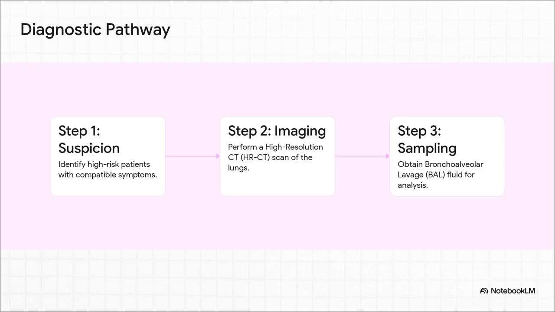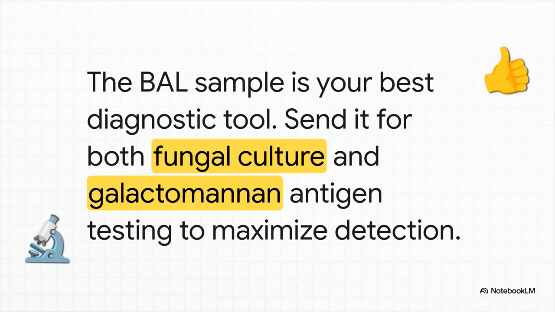So, what does that diagnostic pathway look like in practice? It all starts with a high degree of clinical suspicion in one of those at-risk patients we just talked about. That suspicion should immediately trigger a high-resolution CT scan of the chest. If that scan shows something suspicious, like nodules or cavities, your very next move is to get a respiratory sample. And the gold standard procedure for that is a bronchoalveolar lavage, or BAL. That BAL sample is really the cornerstone of your entire diagnosis.